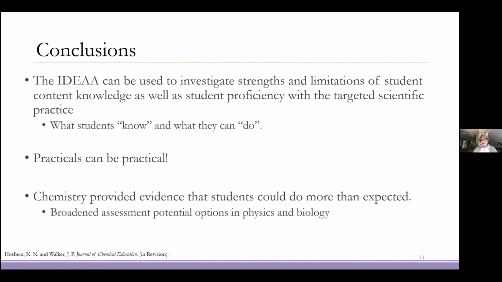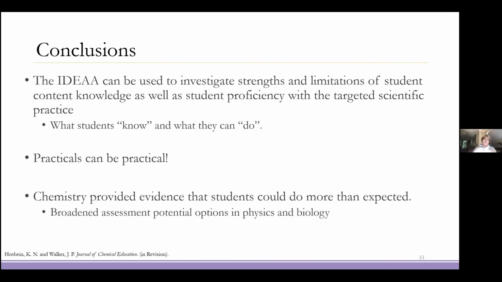I also want to point out practicals are practical. Even now I get people saying, oh, we couldn't do that, our sections are too big. We have 15 sections. It can be done. Chemistry provided evidence that showed they could do this. And so it has broadened the assessment potential, not just in physics and biology, but up the chemistry curriculum as well. Even though this was developed in 2015, the grant's over, so we're making changes to it. It's far from a perfect assessment.